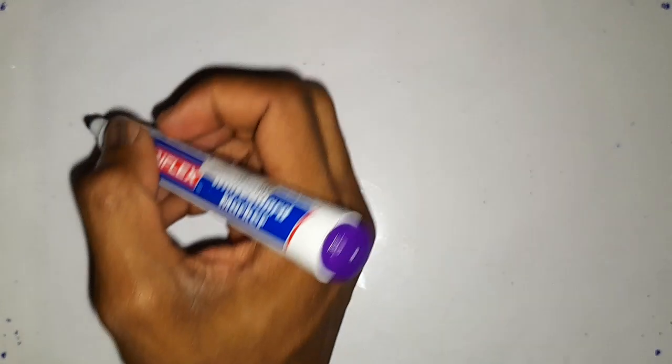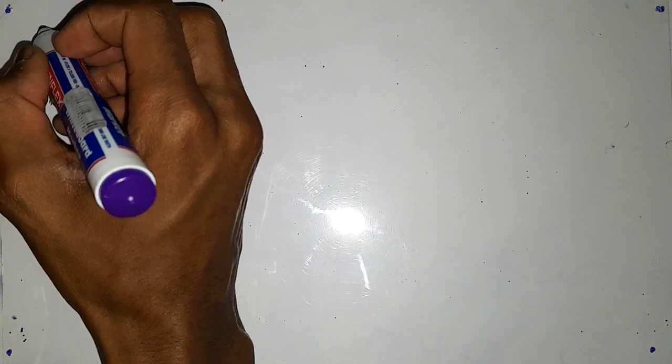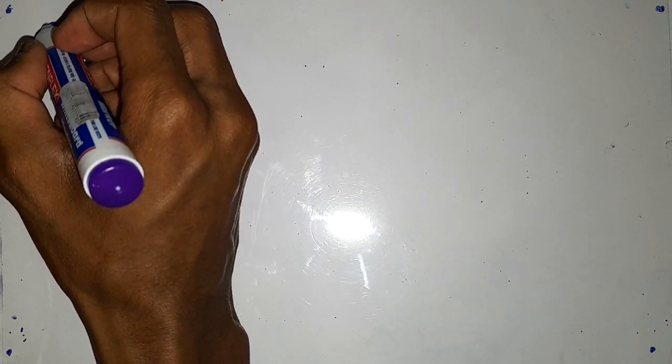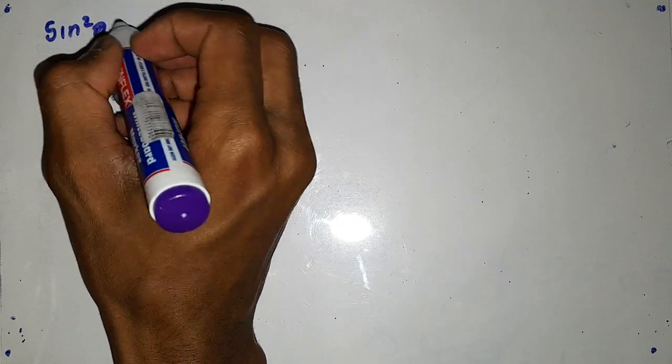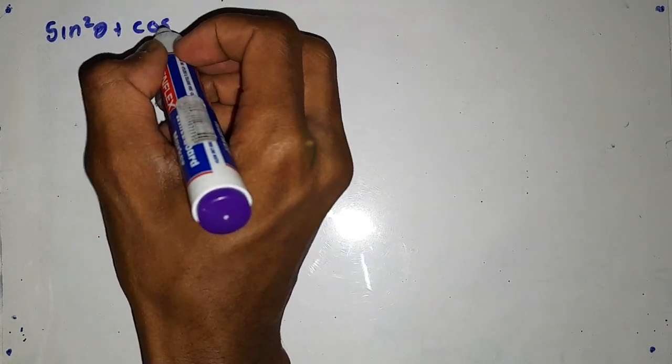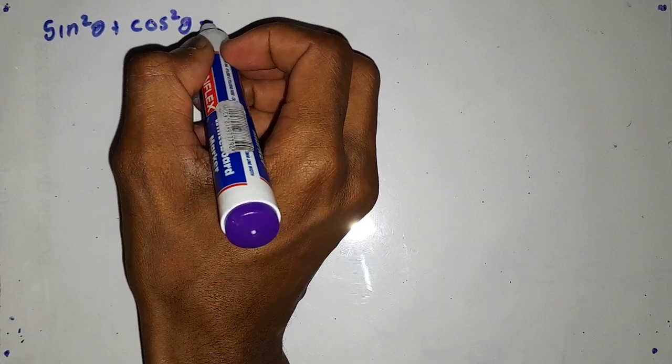Good day, fellow. Today I just want to show you how to prove the square identity. We have two of them, the square identity and also the quotient identity. But let me start with the square identity. This one, I know you know this. Sine squared theta plus cos squared theta equals 1.